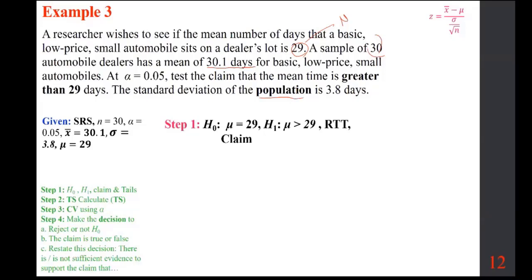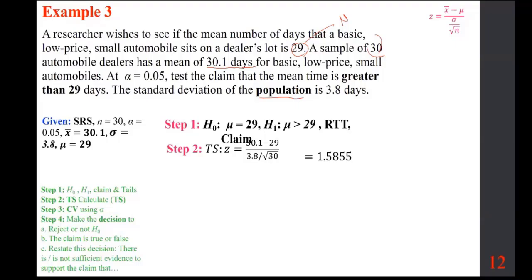Let's calculate the test statistic. The test statistic uses the formula x bar minus mu over sigma over square root of n. On the left side, where we wrote the given, we have everything there, we just plug in. There is not much left to be done. When we plug in, it results in a test statistic of 1.5855.